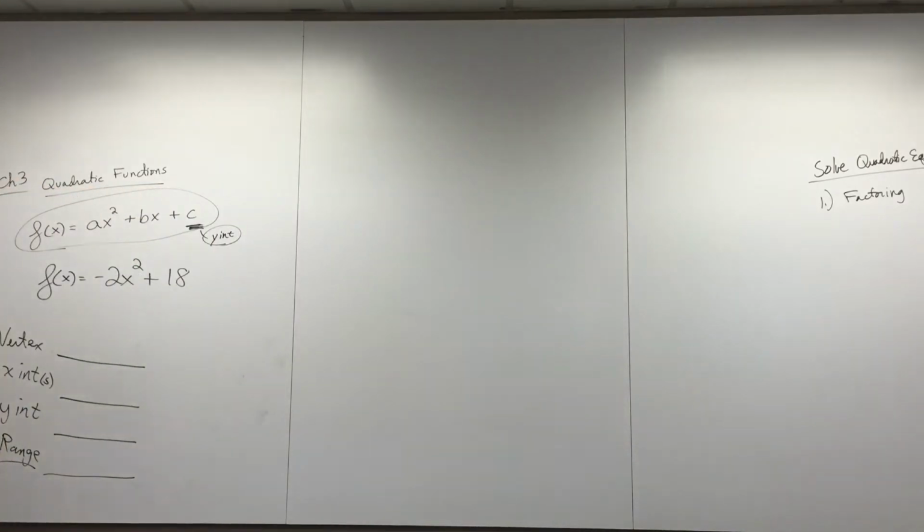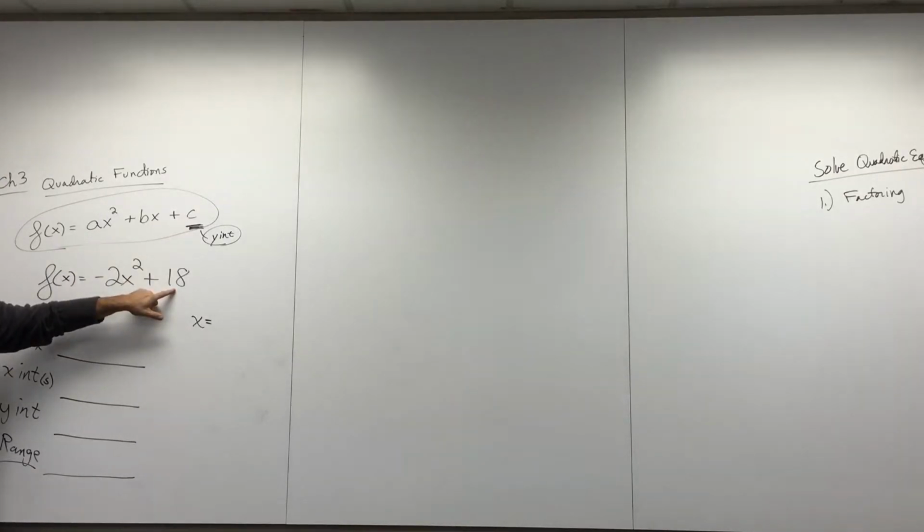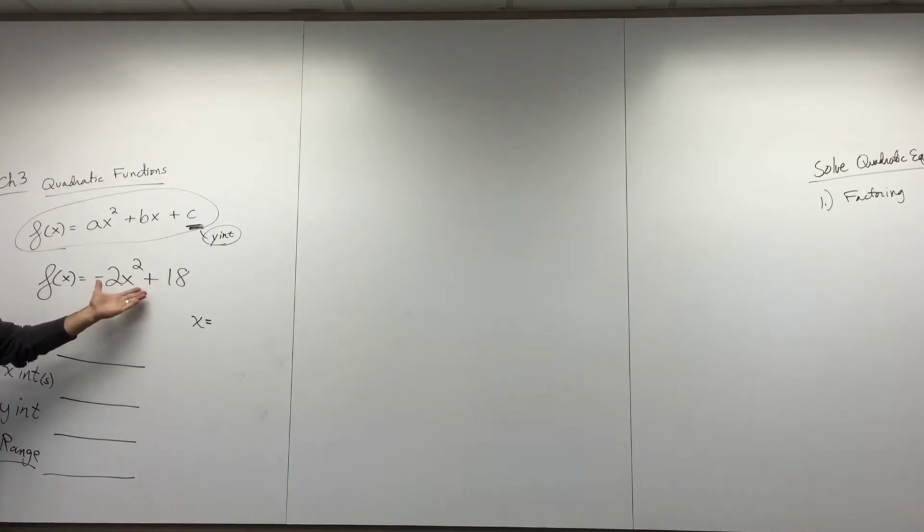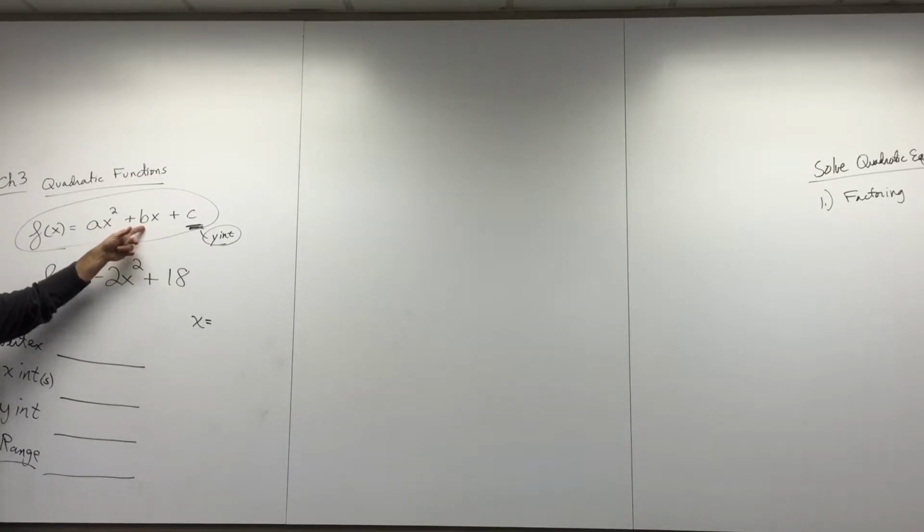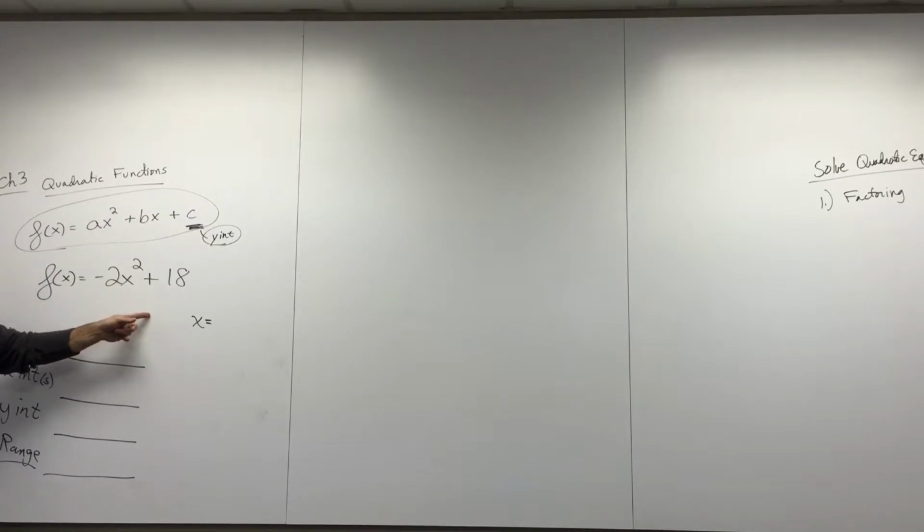So this is kind of easy. Let's do the easy stuff. What's the easy stuff? The vertex. Okay, the vertex. X is negative b over 2a. This one's got a little twist in it. What's my b? 0. My b is 0. What's your a? Negative 2. Your c is 18. But see, there's no b term. That x term is missing, which means b is 0. That's okay. It makes it easier.